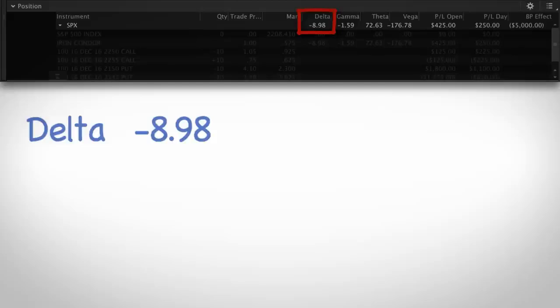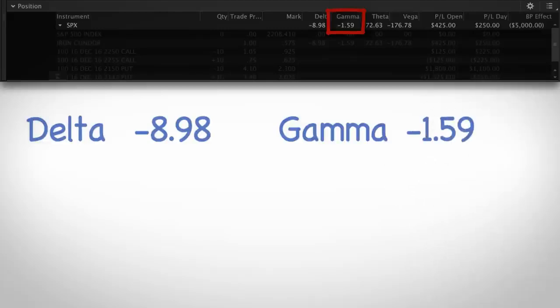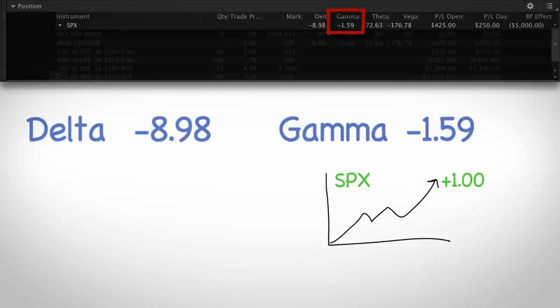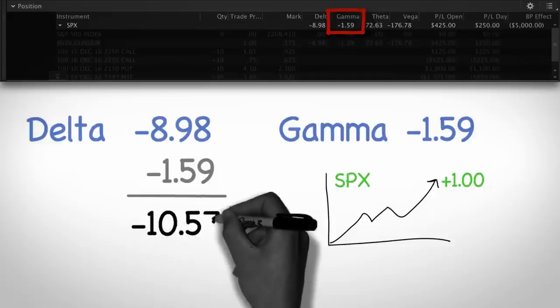Now, of course, this delta that you see can change, and it will change by the amount of gamma. So in the case of this particular trade, if SPX goes up by 1 point, then our delta will go from negative 8.98 to negative 10.57.